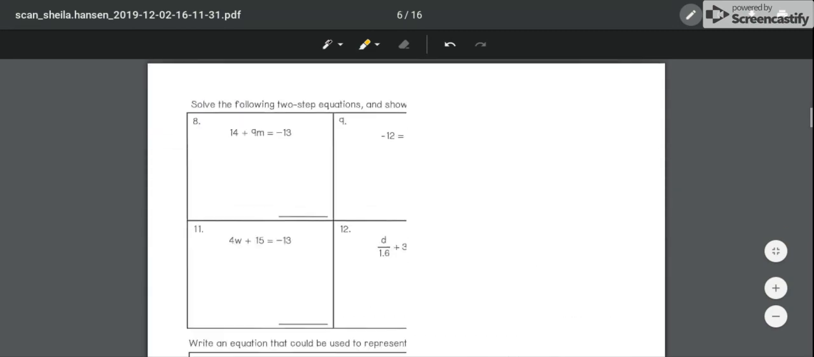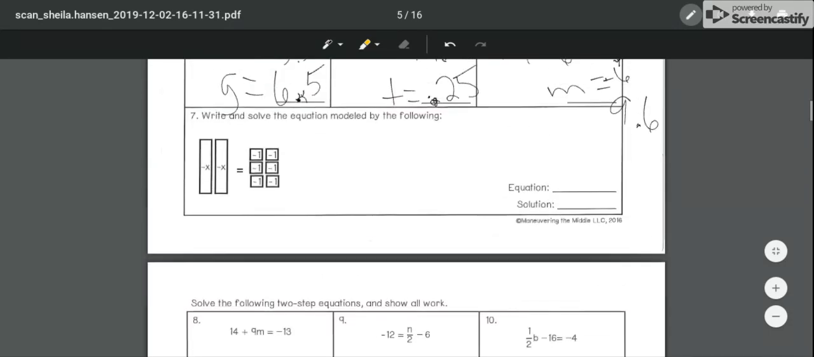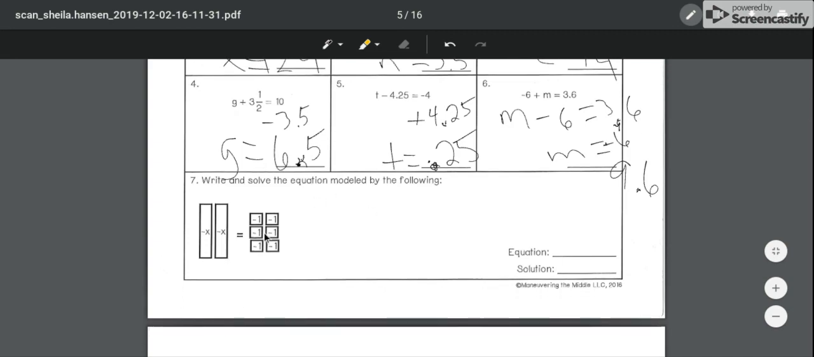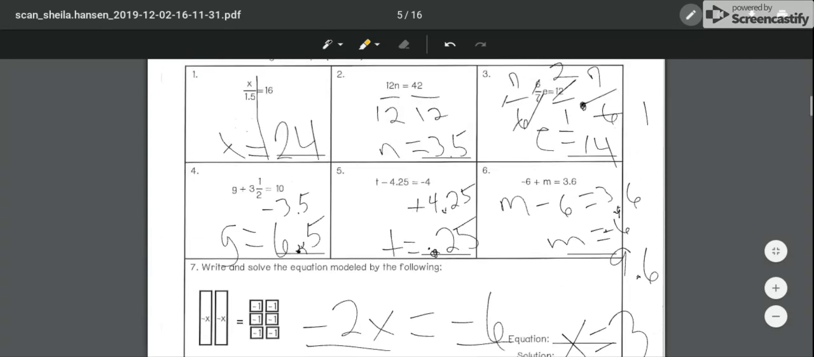Okay, those are all one-step problems. So we're going to write and solve an equation modeled by the following, and you might see these on Iowa assessments. If you look at these, you've got negative x and negative x, so that would represent negative 2x because you've got two of them, equals, and then you have 6 negative ones, so negative 6. Then you're going to solve the equation. We're multiplying by negative 2, so the opposite is to divide by negative 2. And you get x equals, a negative divided by negative is a positive.